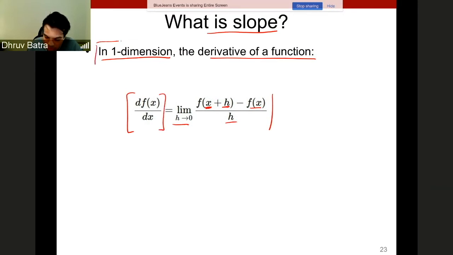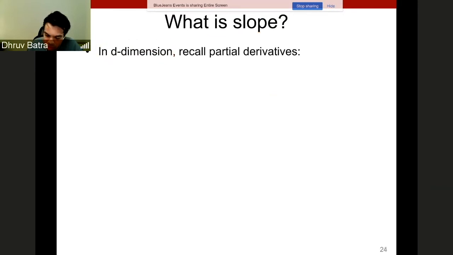We are interested in functions of lots of variables. So in D dimensions, if we have L of W, the object in front of us is not going to be a scalar function. The object in front of us is going to be a function of vectors, and so the objects we're going to be concerned with are partial derivatives.